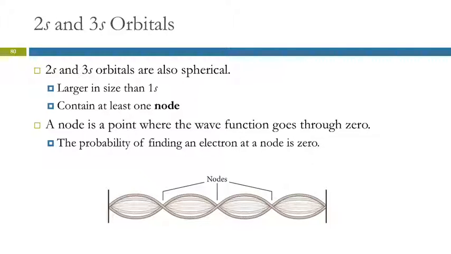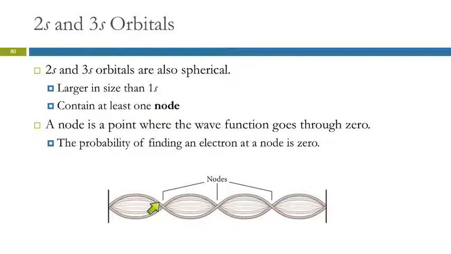The 2s and the 3s orbitals are also spherical. They're larger than the 1s, but they contain at least one node. So there's a cool simulation on your Mastering Chemistry that allows you to mess around with things like this. This is like a rope just being wiggled up and down, and it makes nodes. And the distance from here to here is multiples of the distance between the nodes.